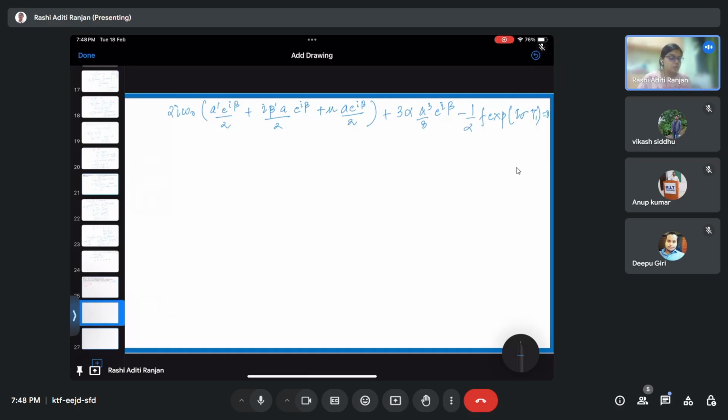So now what can I do further? The first thing that I'm able to see is that I can take e to the power iota beta common from all. So then it will get converted into.